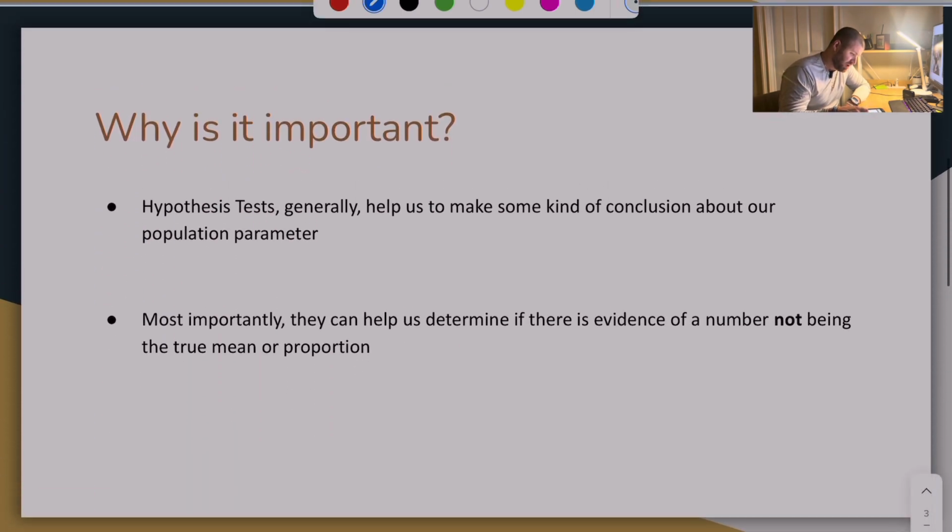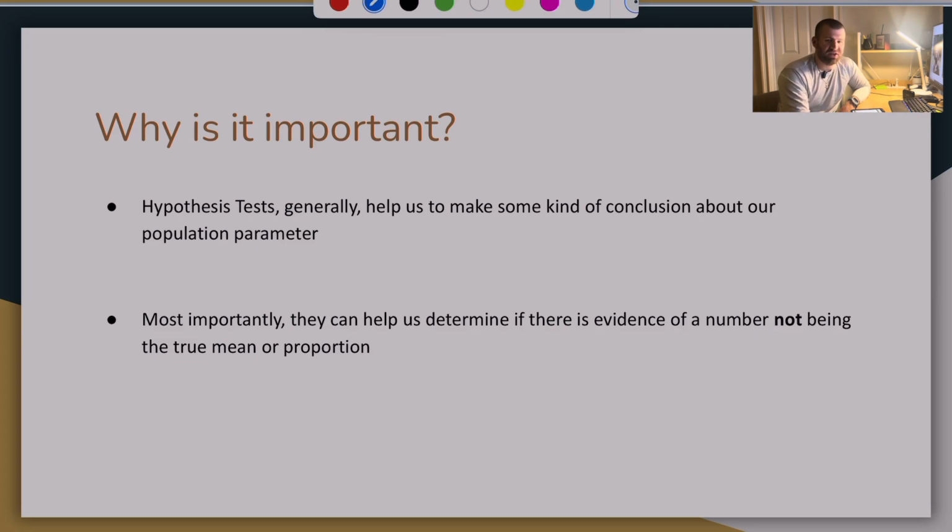And so, generally speaking, hypothesis tests help us to make a conclusion about our population parameter. The thing that's important about hypothesis testing as a whole is that, very similar to confidence intervals, it's never going to tell you what the proportion or what the mean is. But it will tell you if it's greater than something or less than something or not equal to something. We won't know what it is, but we'll know what side it's on.